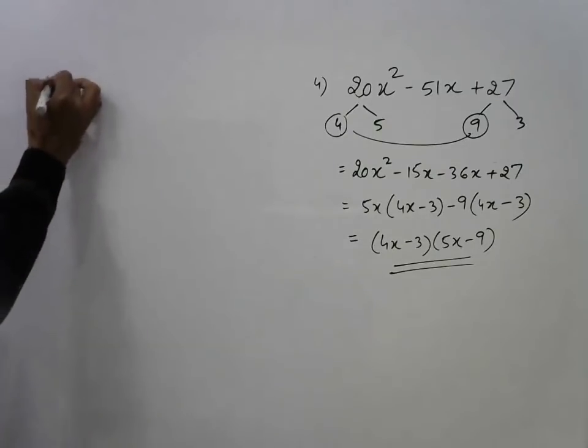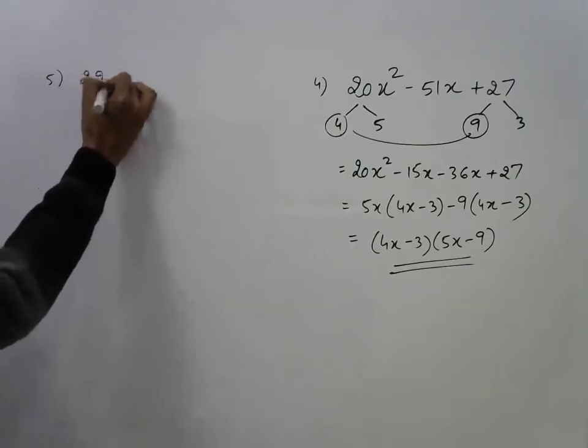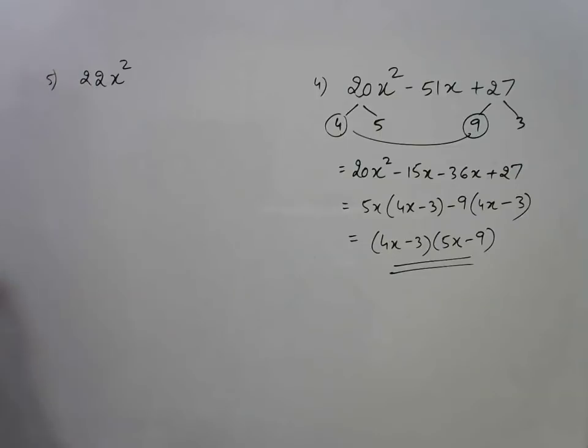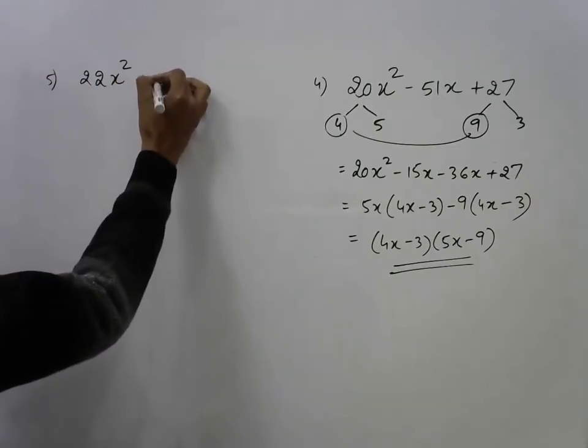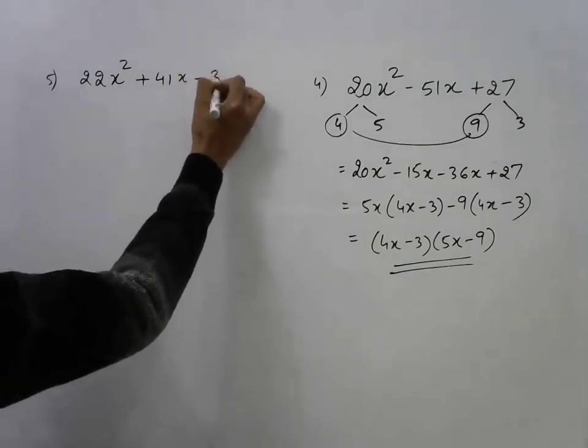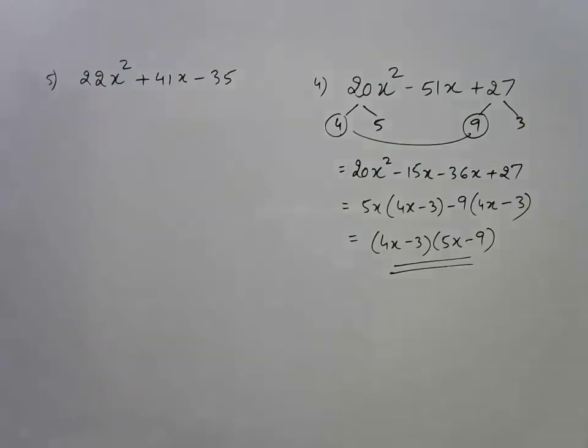Okay, we have the fifth question now. 22x squared plus 41x minus 35. See the terms here. They are large terms, but you can do it. You can do it in 30 seconds time. Come on, friends, do it. Let me see who gives the answer correct for this one.